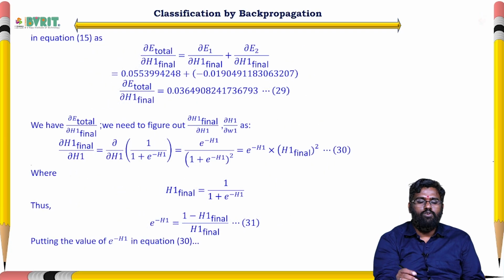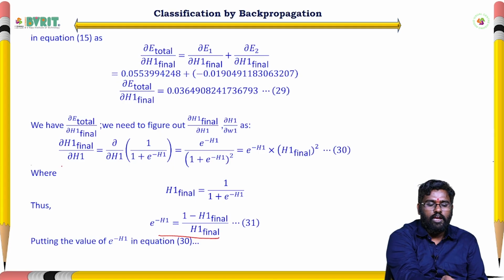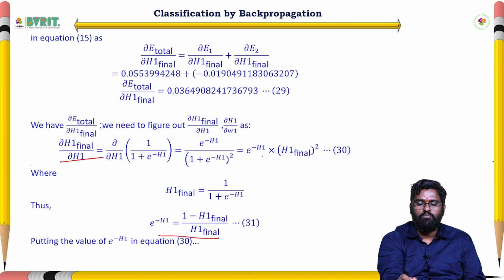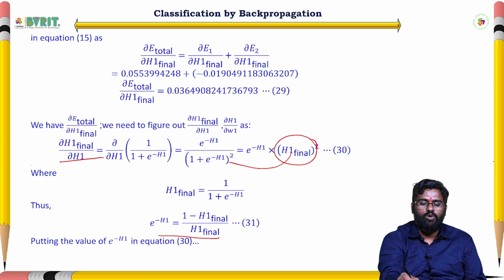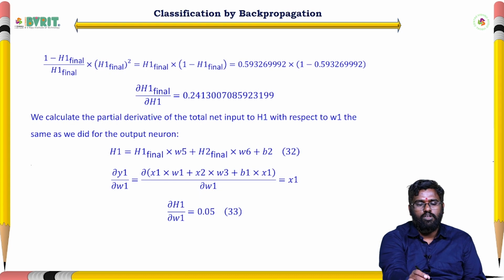Now after taking all these values, we are calculating e power minus H1. Why? Because now we have to calculate H1 final with respect to H1. That is equal to minus e power minus H1 by 1 plus e power minus H1 whole square, which means that value is H1 final. Then we have to take e power minus H1, which will be written like this. After that, we substitute into this and we got the value 0.24.